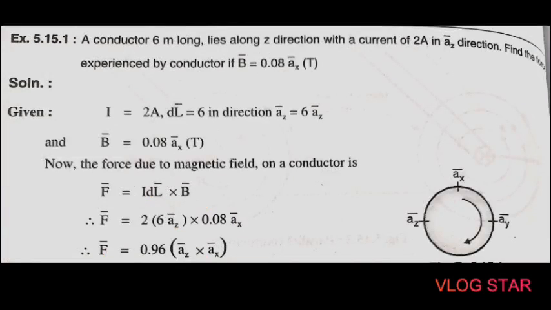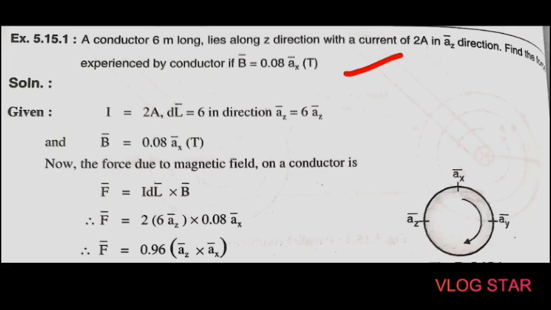Then after that, let us see how to solve numericals based on magnetic forces. So there is one question. A conductor 6 meter long lies along Z direction with a current of 2 ampere in AZ bar direction. Find the force experienced by the conductor if B bar is equal to 0.08 AX bar Tesla.